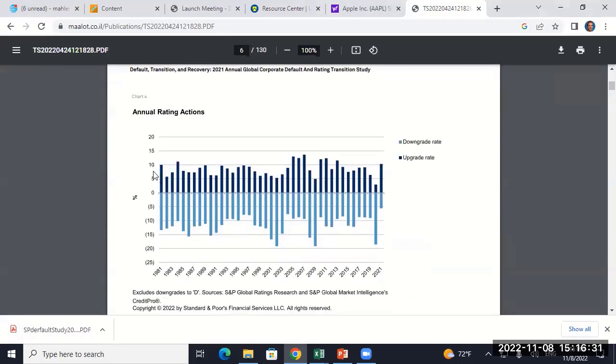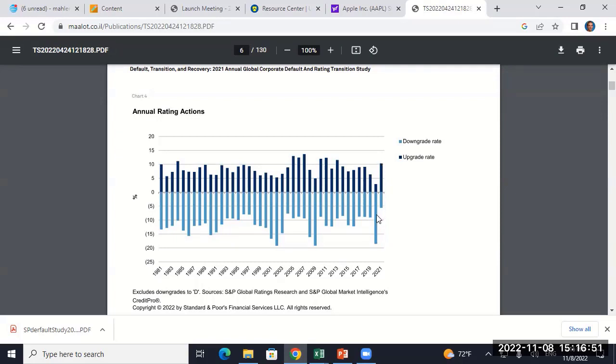Rating actions, to me, are really interesting. How many bonds were upgraded versus downgraded? In a recession, you'd expect a lot more downgrades than upgrades. If you look here, in 2008, 2009, you had a lot of downgrades and not many upgrades. This last year, 2021, we had a lot more upgrades than downgrades.